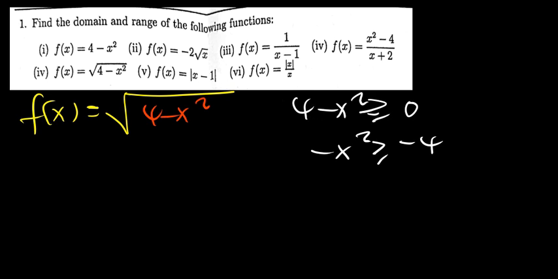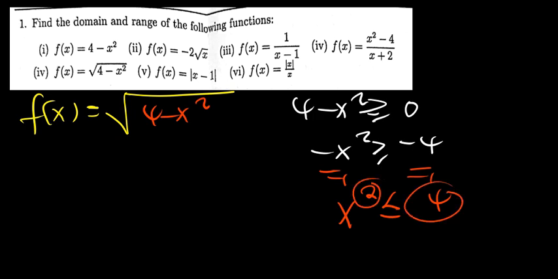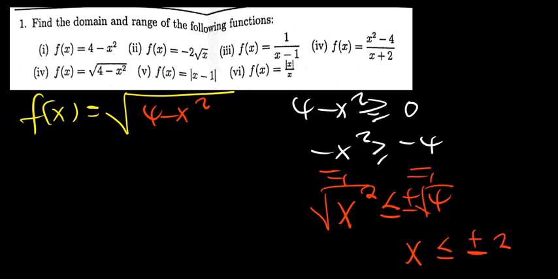When we're using these symbols, this is an inequality. Once I divide it by a negative, what happens to the sign, the symbol? It changes. So it will be x squared less than or equal to 4. What comes to your mind when you square this and you have 4 here? Plus or minus, right? So here I'll have x less than or equal to plus or minus 2.